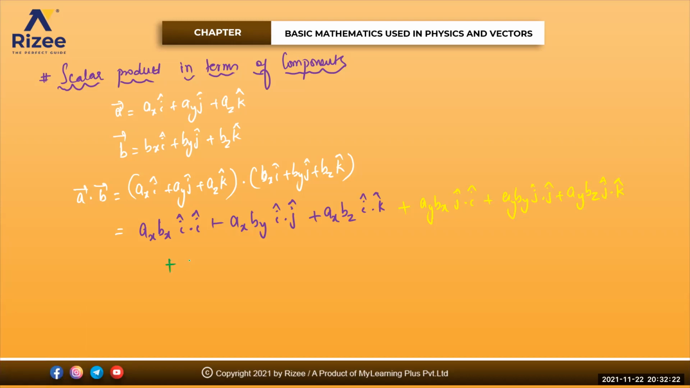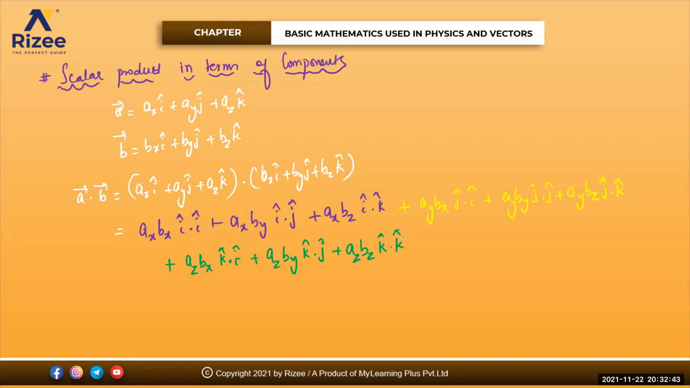Then plus, I'm multiplying az with bx. That means it will be k cap dot i cap, plus az into by, that is nothing but k cap dot j cap, plus az into bz, so that will be k cap dot k cap.